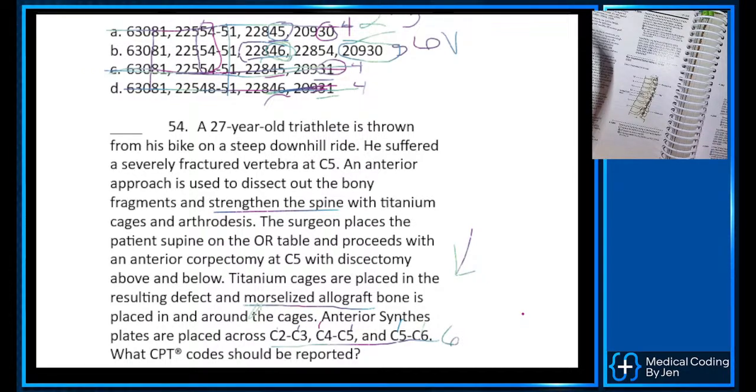So very unusual question for AAPC to have our answer be more CPT codes than any of the other answers. A lot of times they keep it small. But very cool question.